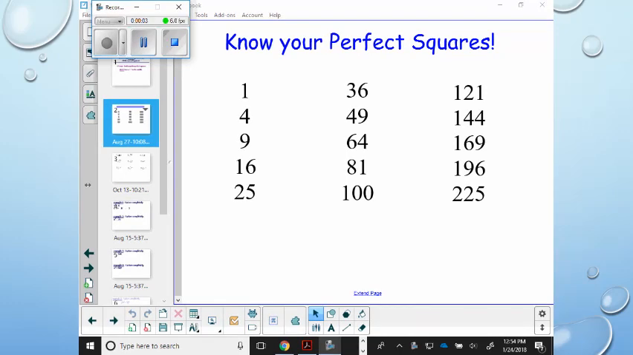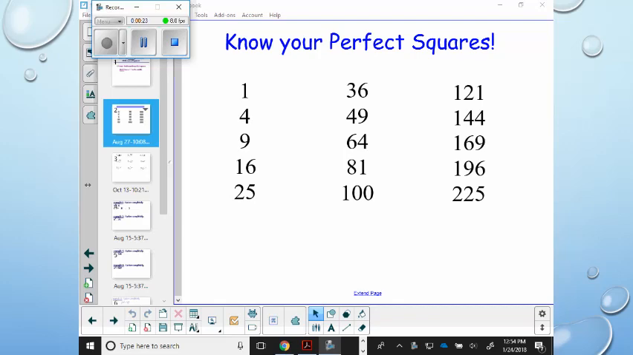Alright, so today we're talking about difference of squares. And the first thing you need to realize or recall is your perfect squares. You need to know them, you need to be able to recognize them, because when you see them when you're factoring, you need to check to see if it's a difference of squares.